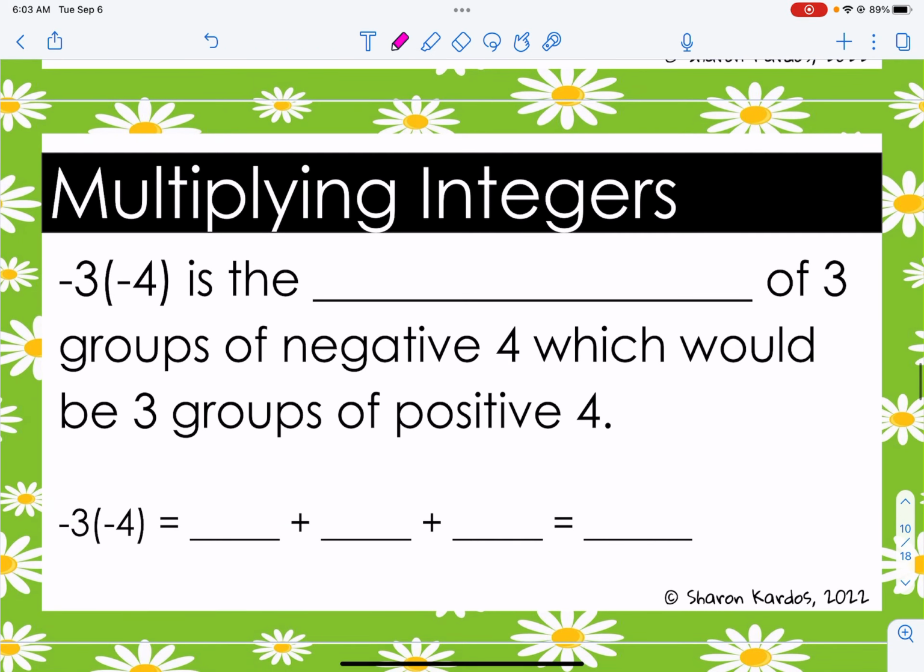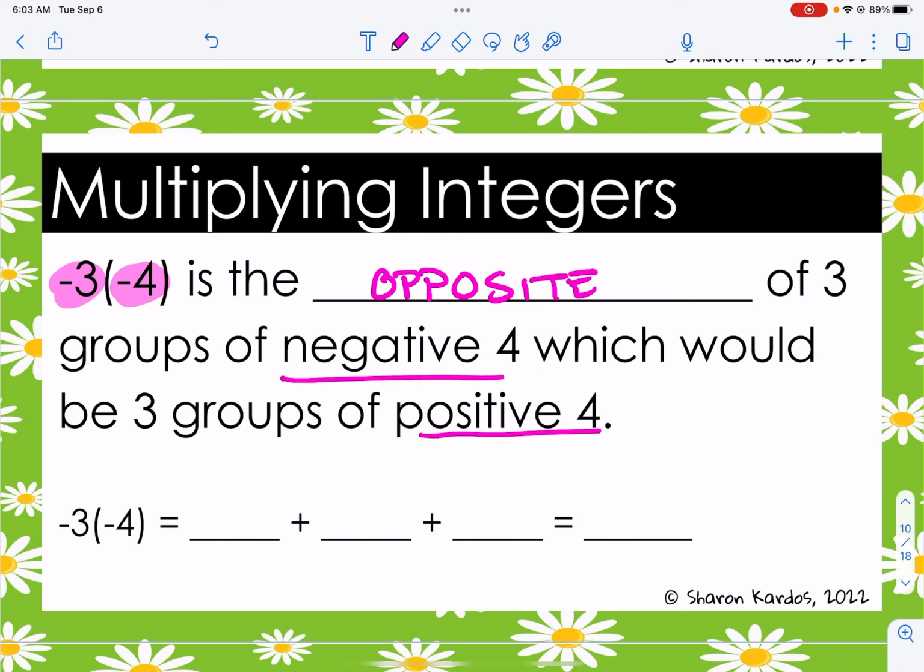And in this problem, notice they're both negative this time. But the idea is the same. We're going to have the opposite of 3 groups of negative 4, which would be 3 groups of positive 4. So 4 plus 4 plus 4, which would be 12.